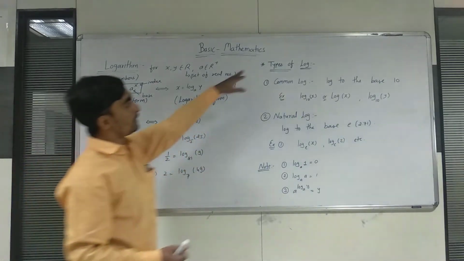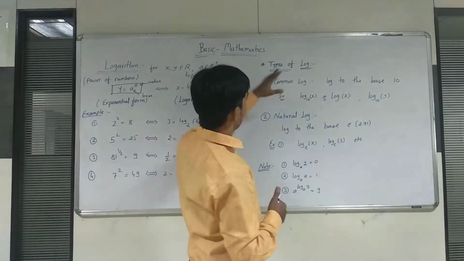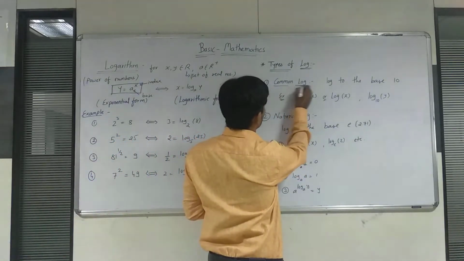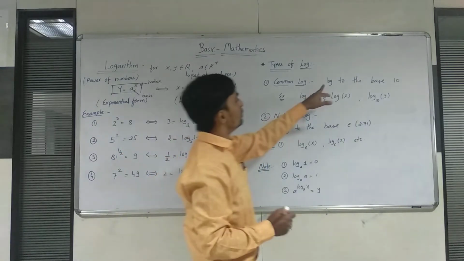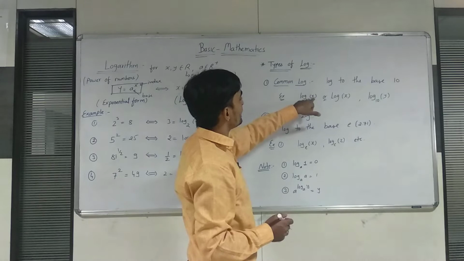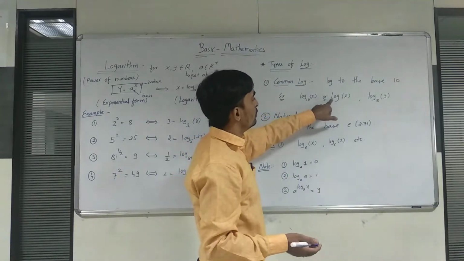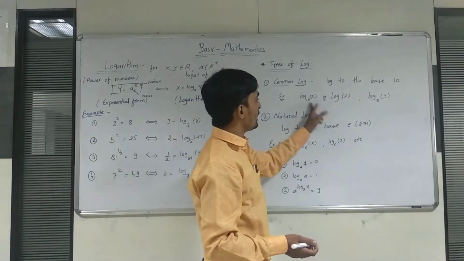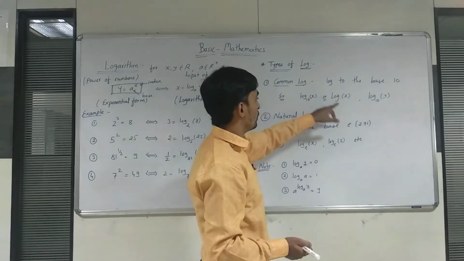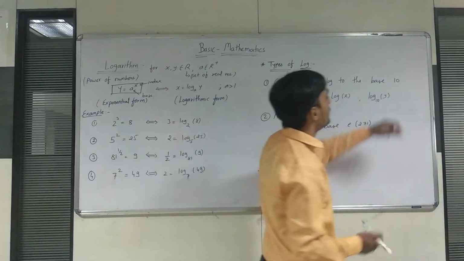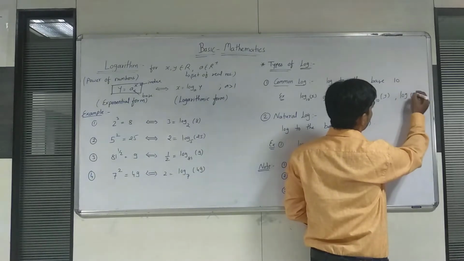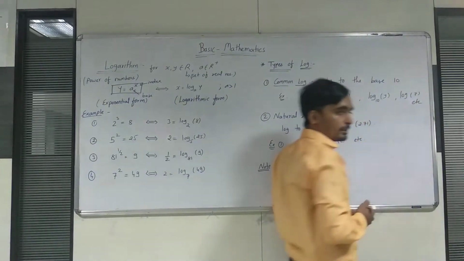Now one step ahead, types of log. We have two kinds of log. First one, it is common log. What it is? It is log to the base 10. So for example, log 10 at x, x is any real number. Log of x, you can write base 10 this way, or you can not write, then also it is common log. This one is known as common log. Log y, again you can say log of 7, etc., whatever.